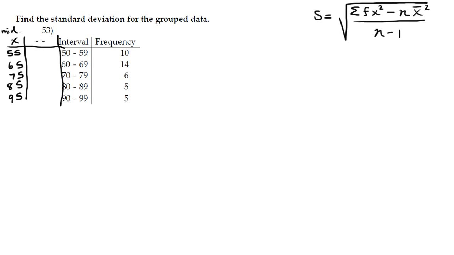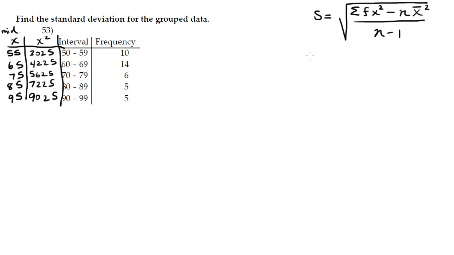And now I also need to square each of these values. X squared. So 55 squared, 3025. 65 squared, 4225. 75 squared, 5625. I guess this next one will be what, 6225? 7225, yes. And 95 squared, 9025.